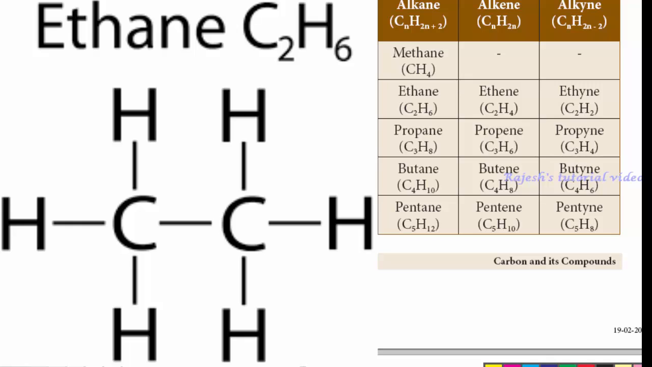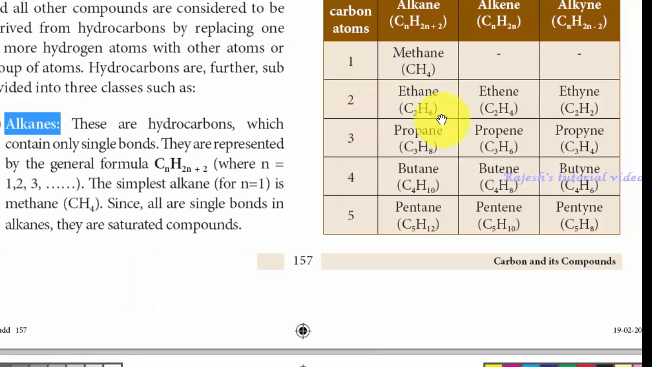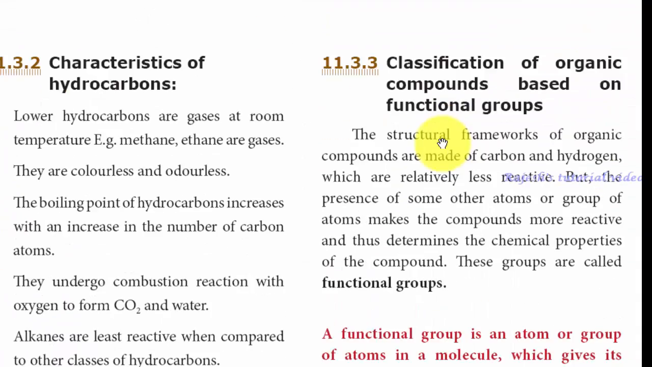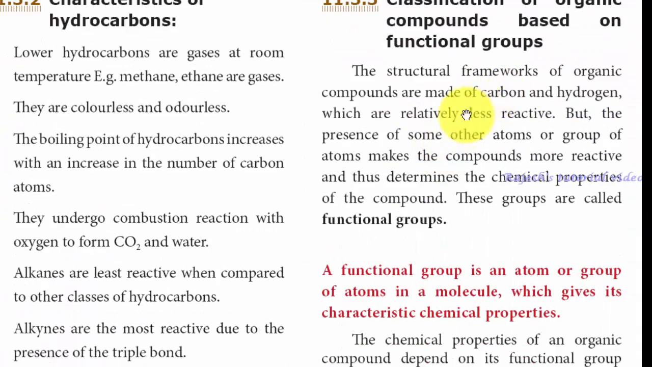For example, methane CH4, when it loses one hydrogen it becomes CH3, that you call a methyl group. And then C2H6 ethane, when it loses a hydrogen atom it is C2H5 and it is called ethyl group. So it is generally called alkyl group and it is represented by capital R, that is less reactive. And this R, the alkyl group, determines the physical properties of the organic compound.